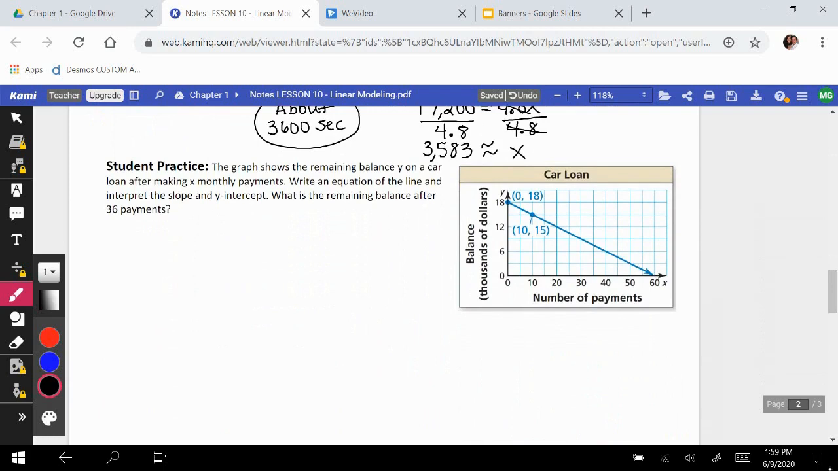Okay. The graph here shows the remaining balance, Y, on a car loan after making X monthly payments. Write an equation of the line and interpret the slope and Y-intercept. What is the remaining balance after 36 payments? Okay, so let's go ahead and start with writing an equation of a line. We know the y-intercept. Do you see how it crosses the y-axis at 0, 18?